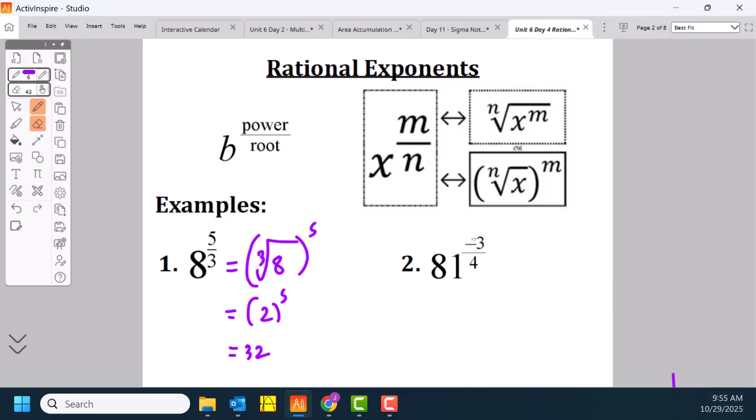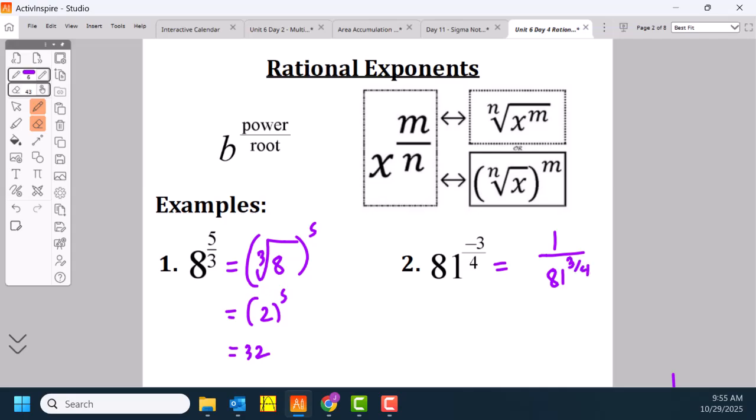Same thing with our negative exponents, those are still applying. Now, the one thing you want to make sure you remember with negative exponents, it does not flip the exponent fraction. That will stay 3/4. What it will flip is the base. So this becomes 1 over 81 to the 3/4.